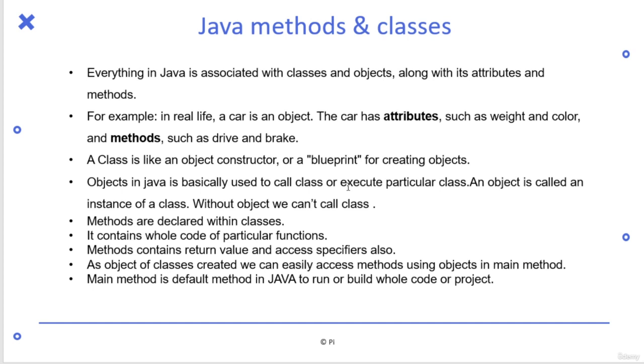Java is purely based on methods and classes. If you know about C or Python, they are not like methods and classes in Python or C.